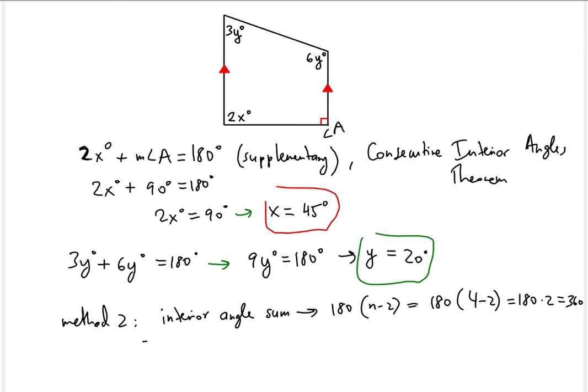So if you just add 3y plus 6y plus 2x, which was 90 degrees, plus the right angle, 90, it is equal to 360. Notice that if you subtract two 90s here, so subtracting 180, you will get 9y, if you combine like terms, equal to 180 degrees. And you're back to where you were, right? 9y degrees is equal to 180. So you see, this method works as well.